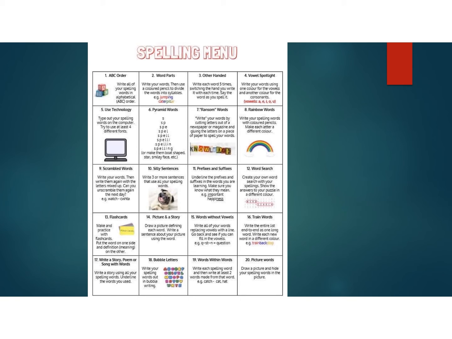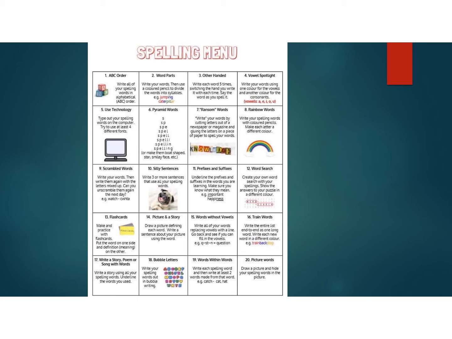The 15th task is writing without vowels. So what you would do is you would write out your spelling word, but miss out all the vowels, and then come back to the word later and see if you can write it out correctly with the vowels in it. The next task on the grid is train words, in which you would write all your spelling words back to back, but using a different colour.